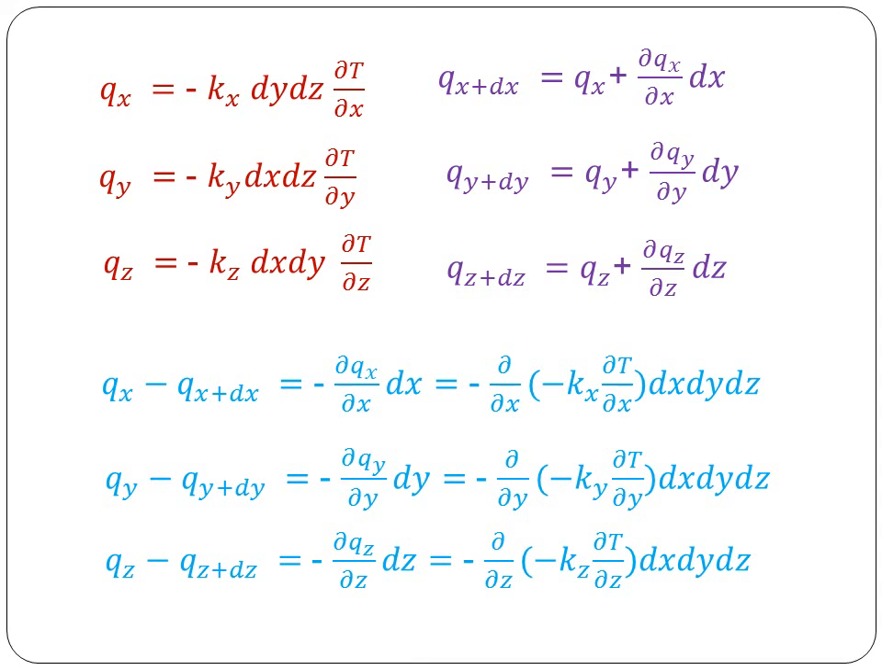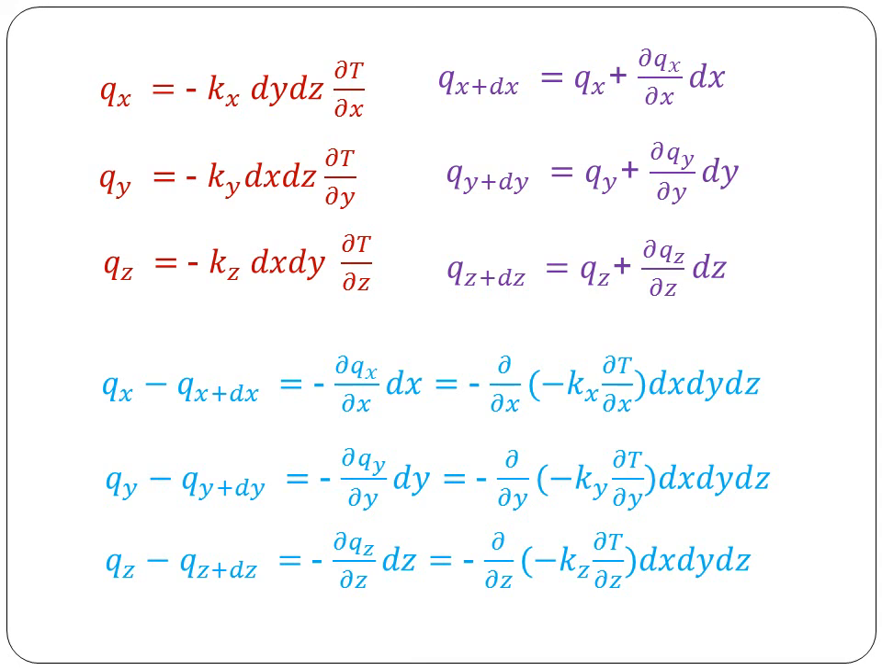Now, if you want to write an expression for Qx plus dx at a distance of dx from the inner surface, then we need to use Taylor series, and what I will do is I will consider only first two terms and I will neglect the higher terms. So, I have Qx plus dx as Qx plus del Qx by del x into dx. So, this is the expansion of Qx plus dx using Taylor series, where I have neglected higher terms.